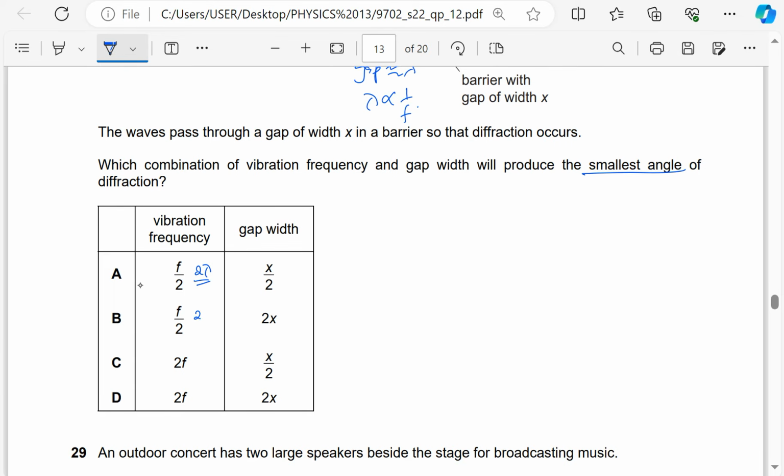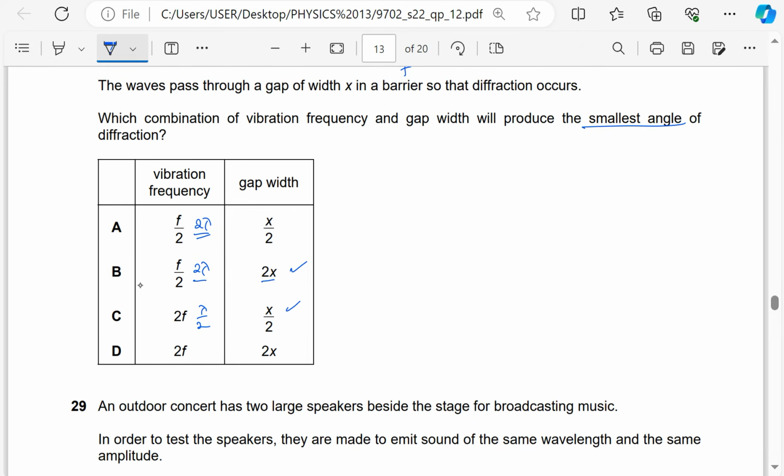The wavelength here is twice, and the gap width is also doubled, so that there's no difference here. This is still maximum. The frequency is doubled, meaning the wavelength is halved, and the gap width is also halved. There is no difference, it is still maximum.